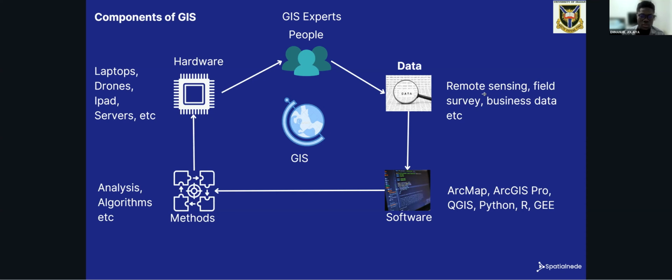And when you install your software, you can't just do GIS without data. You need to get data. And when you have data, you can't just be looking at the data. You need to analyze it. And that's when you look at the methods. And all this is being done by someone, which is you, and not the machine. And that's where we have the GIS experts. So all these components work together, and these are the 5 components of GIS.